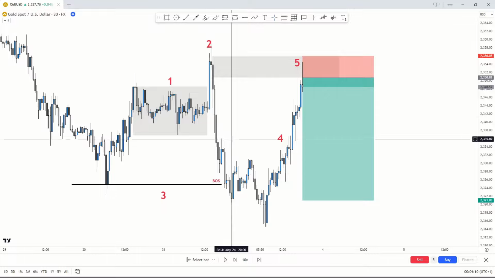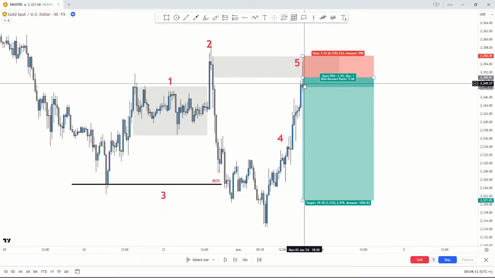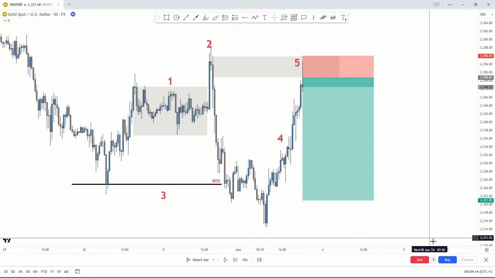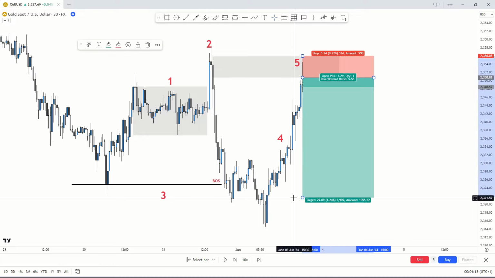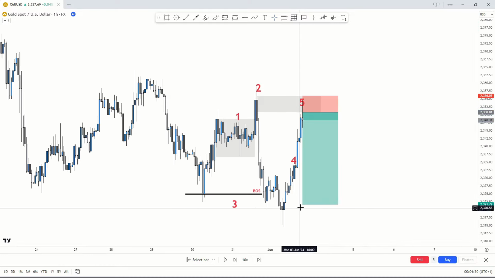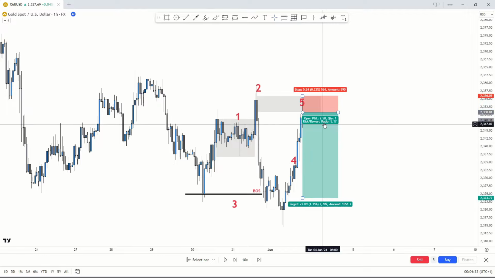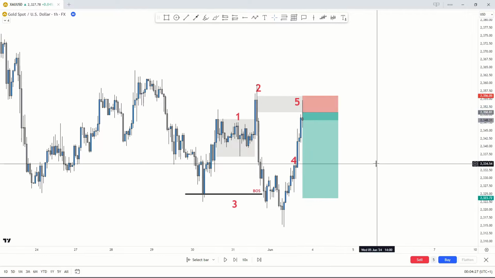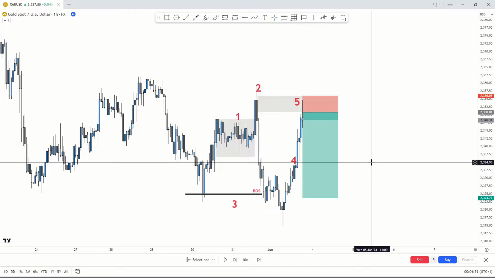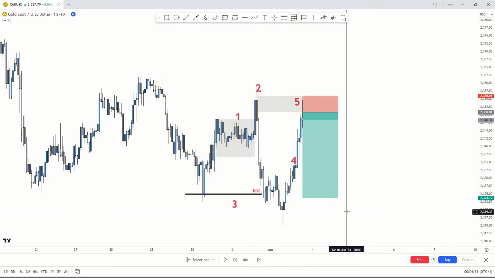And what we will do is wait for the continuation of this trend towards the downside, and we will target maybe this fair value gap here, or let me go up a time frame. We will target this demand zone right over there and wait for step number 5 to finish, which is the continuation of price towards the downside.